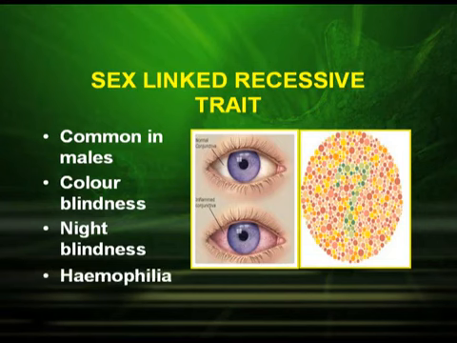As in the picture, you can see color blindness, where the patient cannot differentiate between red and green. In night blindness, the patient cannot see in dim light. And in hemophilia, the bleeding does not stop. Now let us have a detailed insight into hemophilia, which is a sex-linked recessive trait.